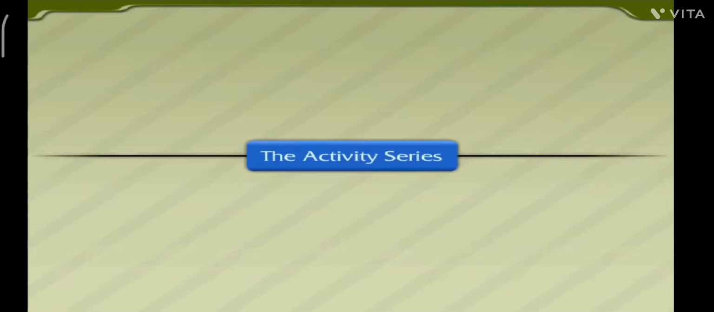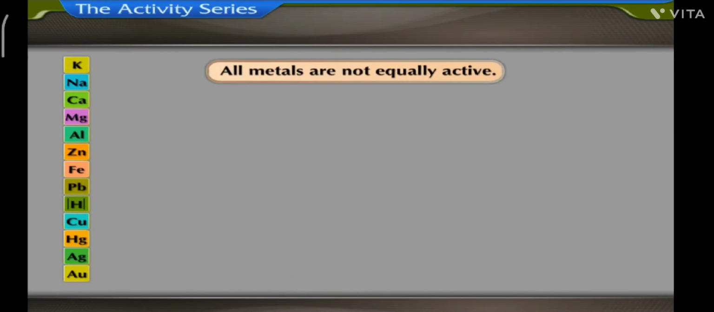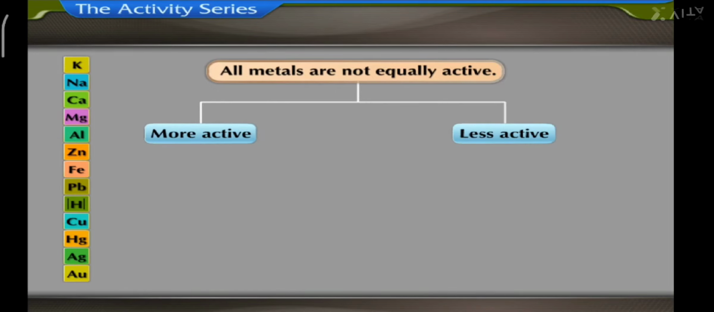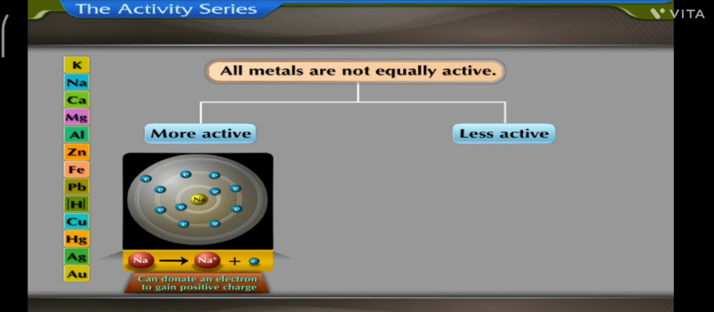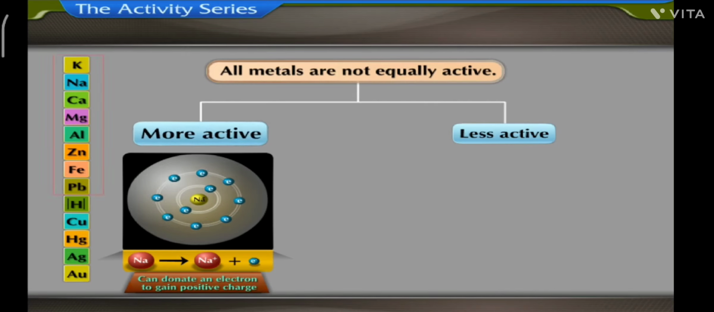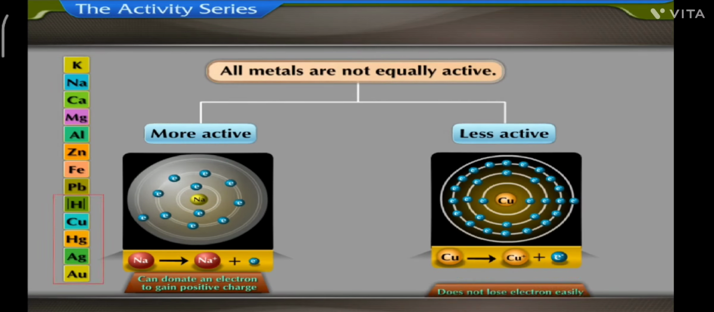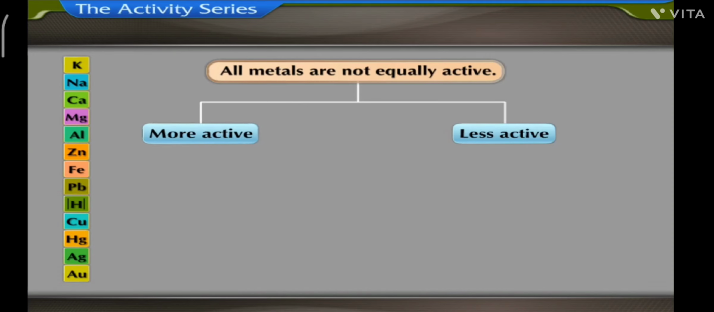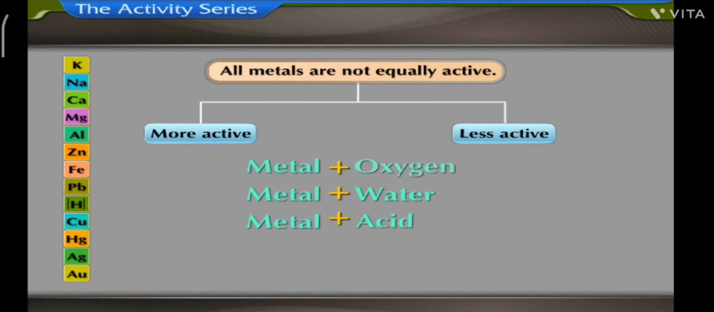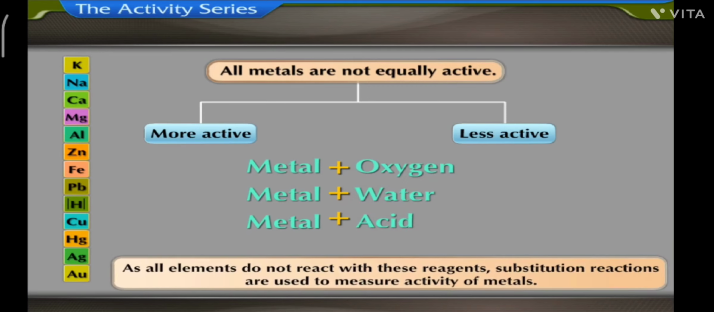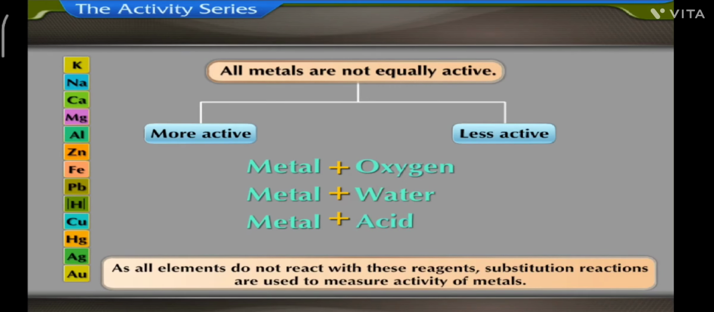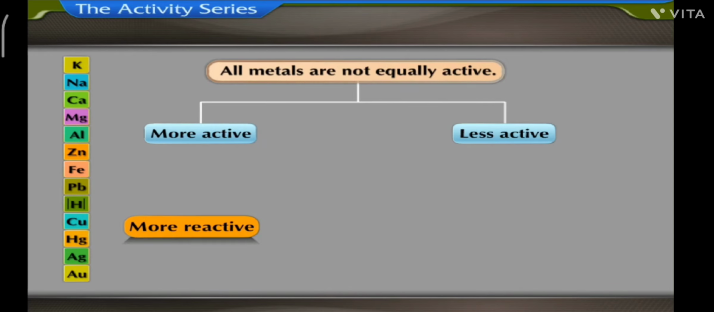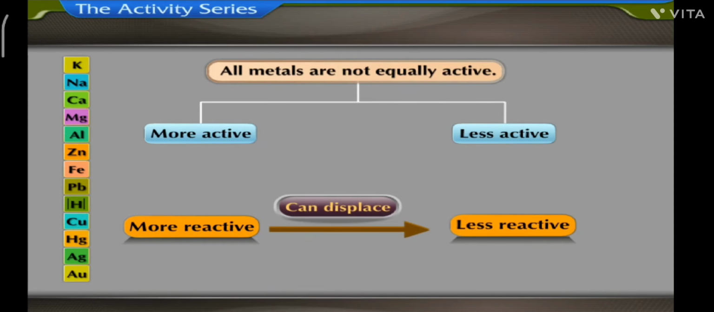The activity series. All metals are not equally active. Some of them are more active, while others are less active. Metals which can easily donate electrons to gain positive charge are active metals, while less active metals do not lose electrons easily. Activity of metals is compared with oxygen, water, and acid. As all elements do not react with these reagents, substitution reactions are used to measure activity of metals. More reactive metals can displace less reactive metals from their salt solution.